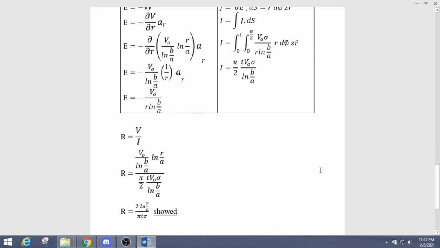And after we get the current, we will use Ohm's law to calculate R. So Ohm's law gives R equal to V over I. So we insert V and I into the equation. So we will get R equals 2 ln b over a over pi t sigma. So this is the correct answer.